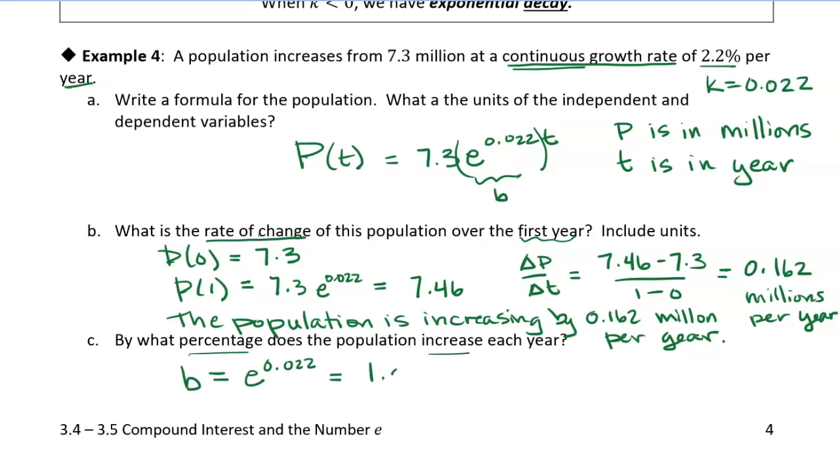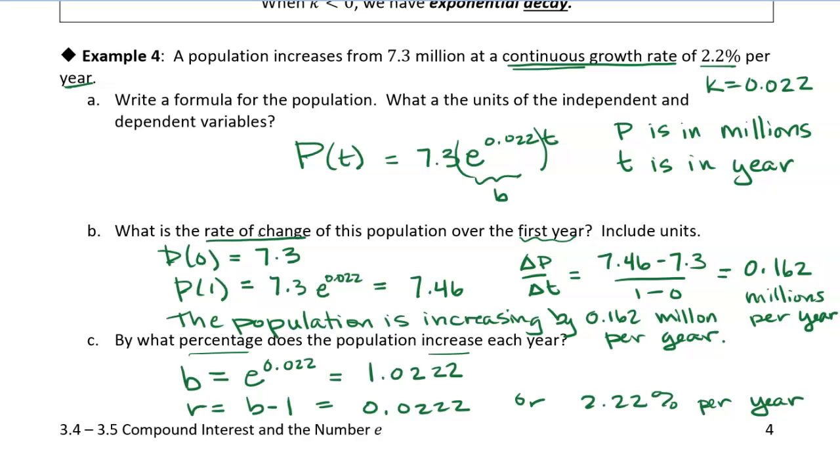It will be 1.0222. And so then R is equal to B minus 1. So it's 0.0222, or we could write 2.22% per year, because our time is in years. All right, that's our percent increase in 1 year. That's just our growth rate.